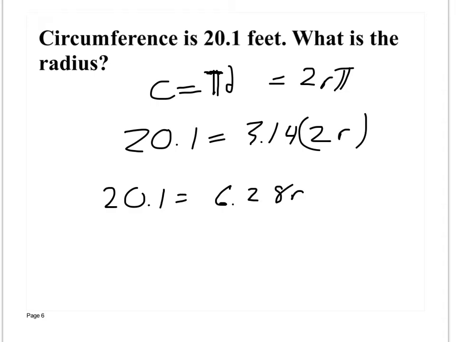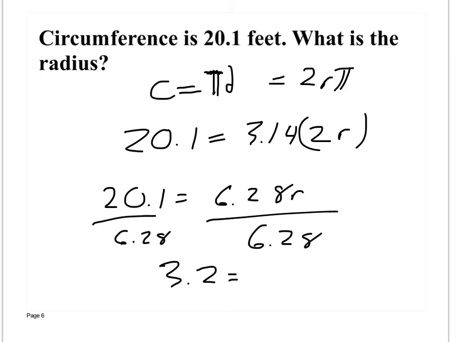So someone raise their hand and tell me, what do I do? What do I do, Kobe? I take 20.1 divided by 6.28. I have 6.28 times radius, so I divide by 6.28. And that gives me 3.2. My radius is 3.2. Alright? So I just work backwards. I fill in what I know and solve for what I don't know, which we've been doing all year long.